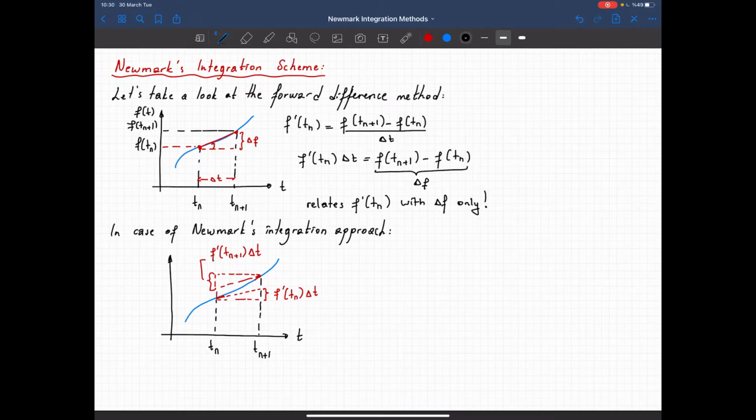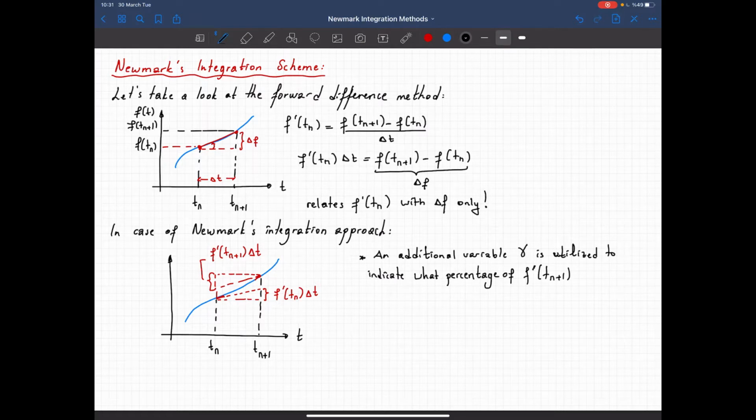So he introduces an additional variable, gamma, which is utilized to indicate what percentage of f prime Tn plus 1 enters into the relationship with f Tn plus 1. Okay.